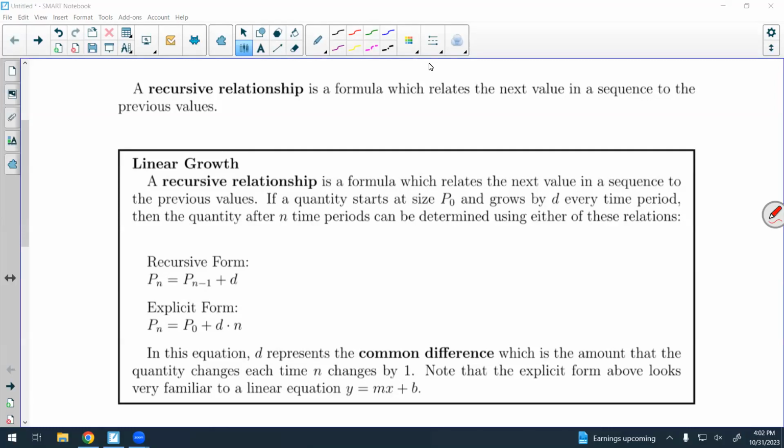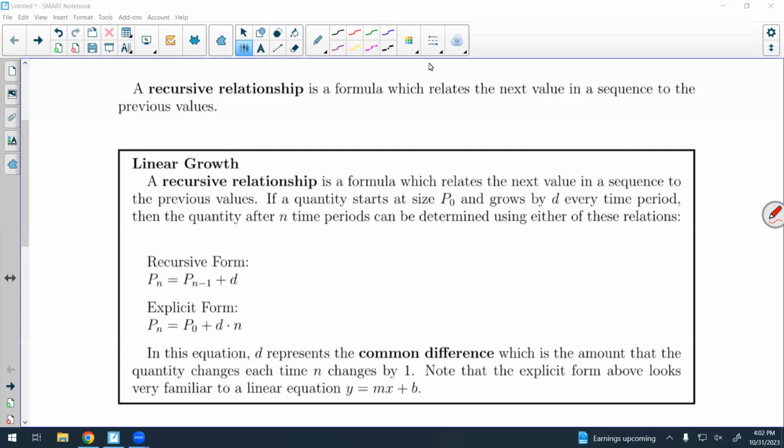Okay, so I guess it's fitting that we started with chapter one and we're going to end with chapter two. We jumped around all semester long. And we're going to talk about linear growth, first of all.